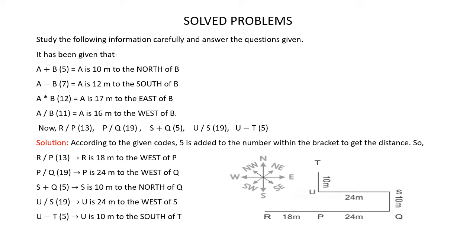So if this is point P, then R is 18 meters to the west of P. This is Q and P is 24 meters to the west of Q. S is 10 meters to the north of Q. U is 24 meters to the west of S and U is 10 meters to the south of T.